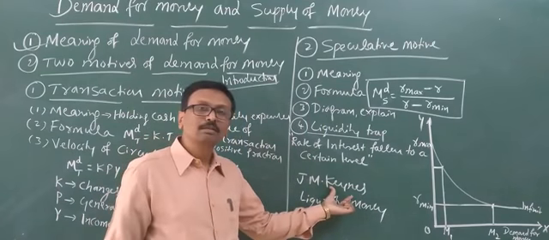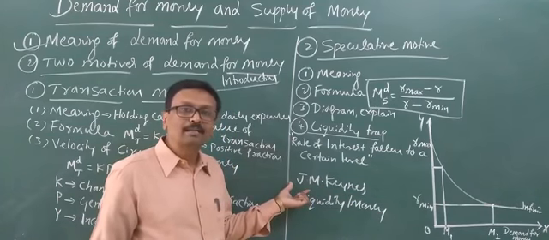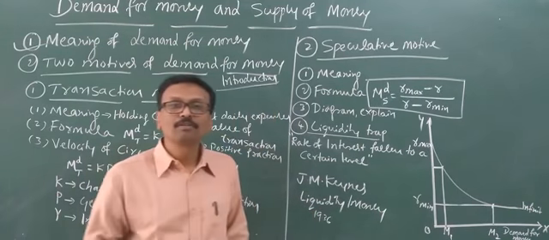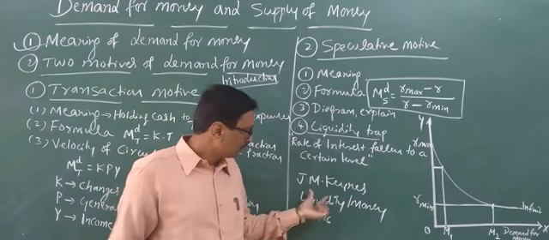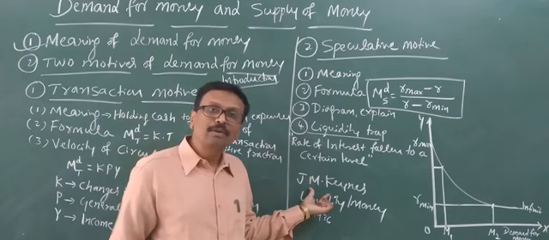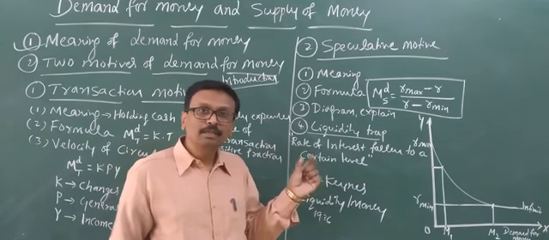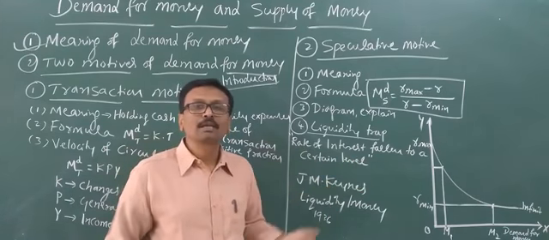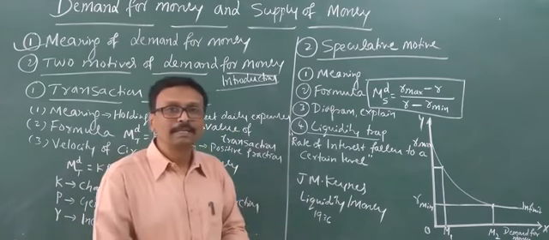John Maynard Keynes wrote a book, The General Theory of Employment, Interest and Money. It was published in the year 1936. Demand for money is a derived demand for goods and services in the real economy. Demand for money arises due to demand for goods and services in the economy. If there is no demand for goods and services, there is no demand for money.